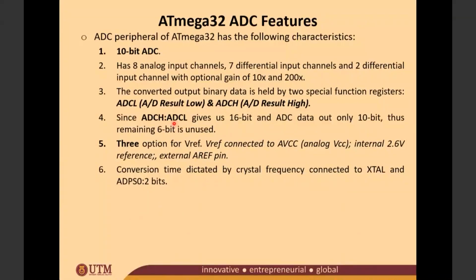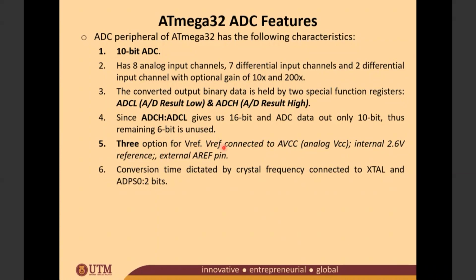Sorry, I can't draw today. Alright, and then since ADCH and ADCL give 16 bits, the ADC data out is only 10 bit. Why? Because the Mega 32 only has a 10 bit ADC. Those remaining 6 bits will be unused. As I mentioned earlier, since we have only 10 bits, the remaining 6 bits will become unused bits.